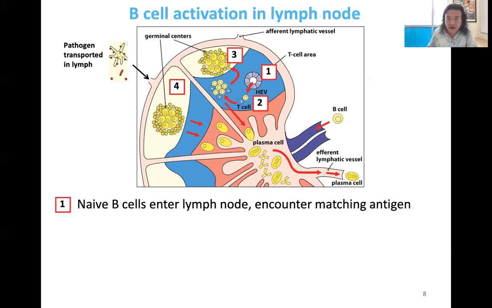But it's circulating around, and let's say now it makes its way to another lymph node. So it's going through the blood, comes up behind this lymph node, comes through the high endothelial venule area, which releases it into this blue region, which we call the T cell area. This is where T cells hang out inside the lymph node. So step one is the naive B cell enters the lymph node.